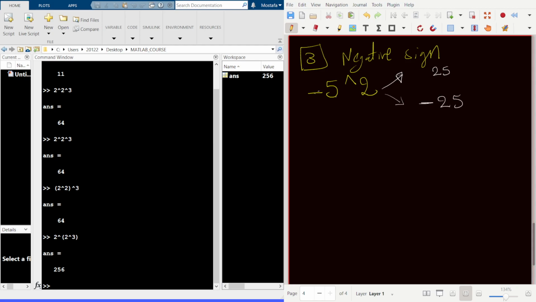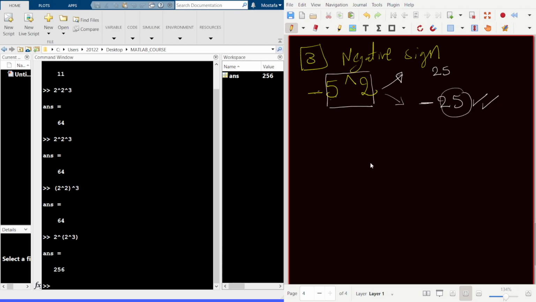And in fact, this is the correct convention as used in MATLAB. So the way MATLAB works is that it gives exponentiation higher priority than the negative sign. And as such, 5 raised to power 2 will be calculated first to give me 25. And then finally, I will have the negative sign.